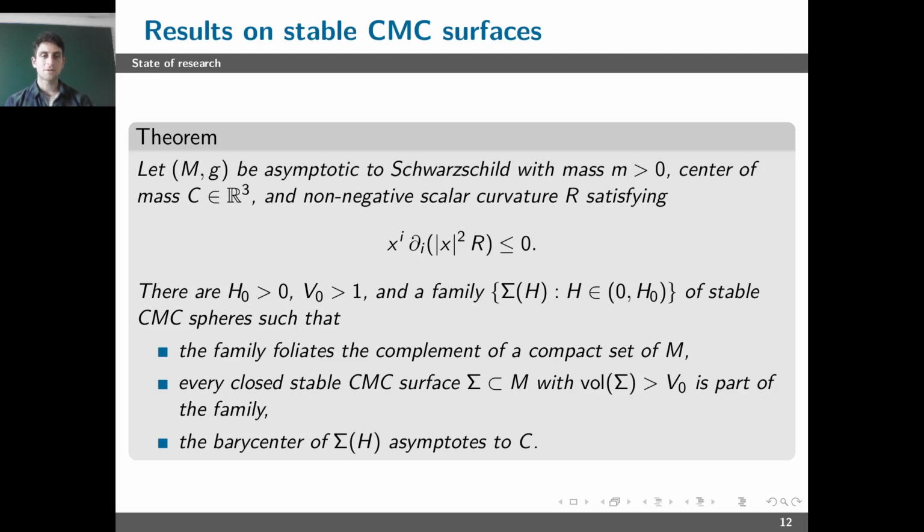And then we also have the strongest kind of uniqueness result that you could expect, because what you can show is that every closed stable constant mean curvature surface of sufficiently large volume has to be part of this family. And finally, it seems that this foliation is also very well adapted to the physics of the manifold (M, g), because you can show that the barycenter of these spheres sigma h asymptotes to the center of mass as these spheres grow larger.